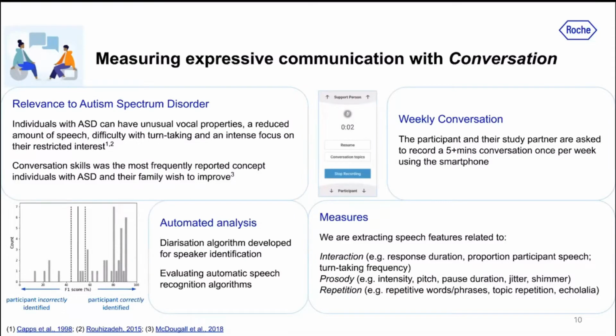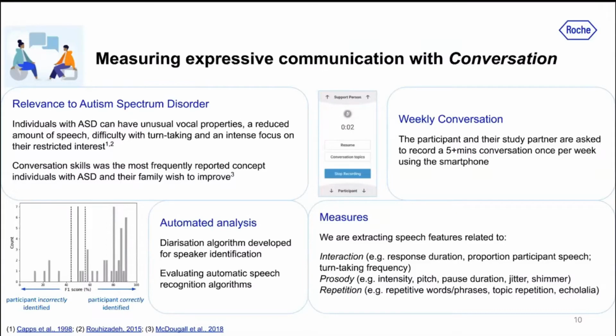These are different aspects that can be affected, and we know that in general conversation skills is a very important aspect to improve. So in fact it was the most frequently reported concept individuals with ASD and their families wish to improve. The task is very simple. The participant and their study partner, which could be for example one of their parents, should record a 5-minute conversation once per week.